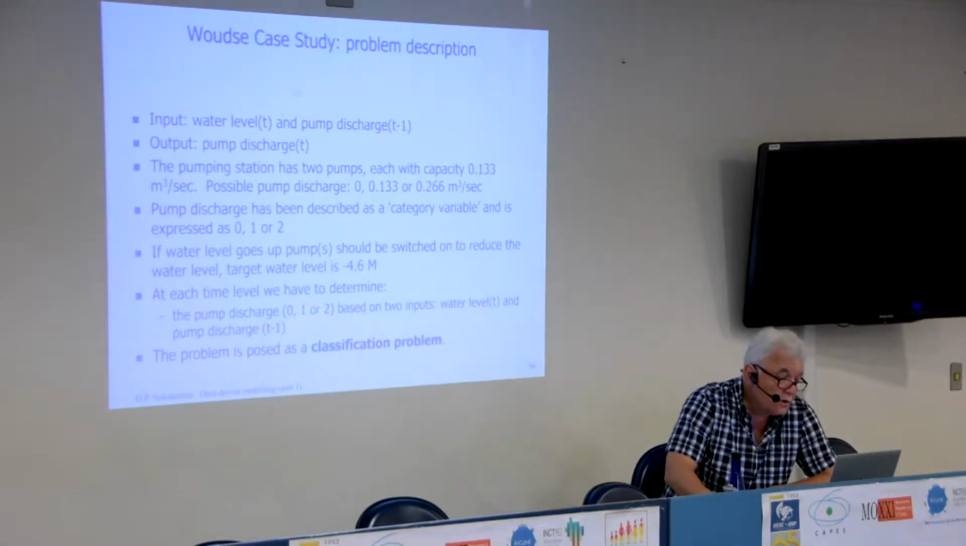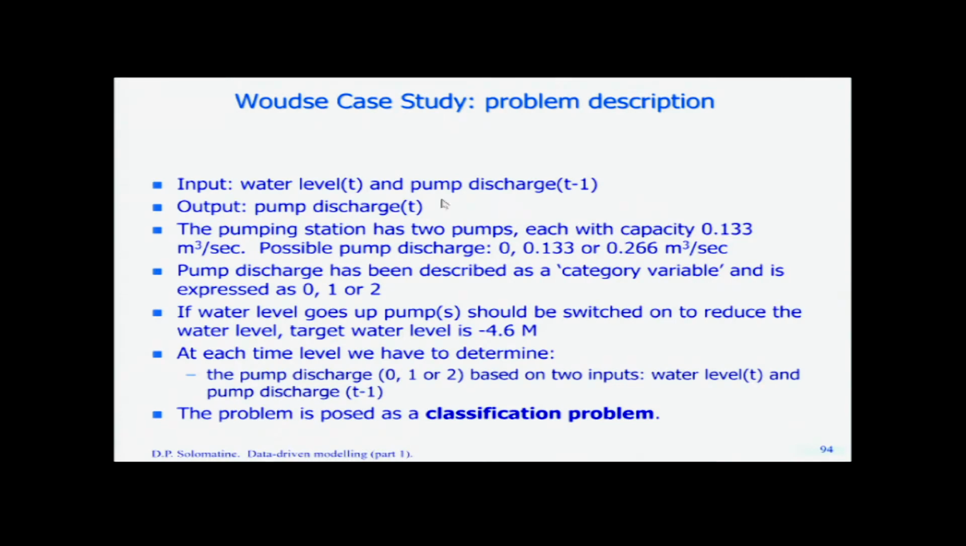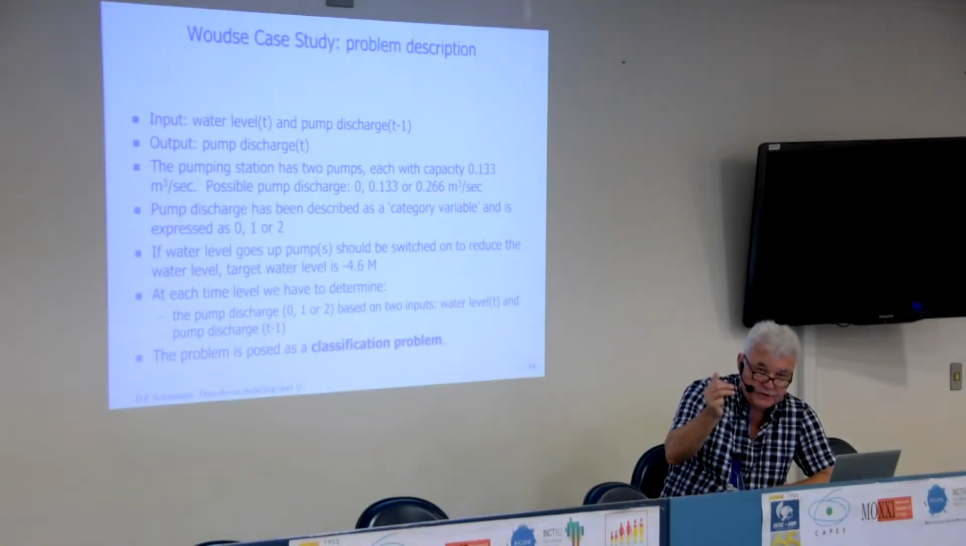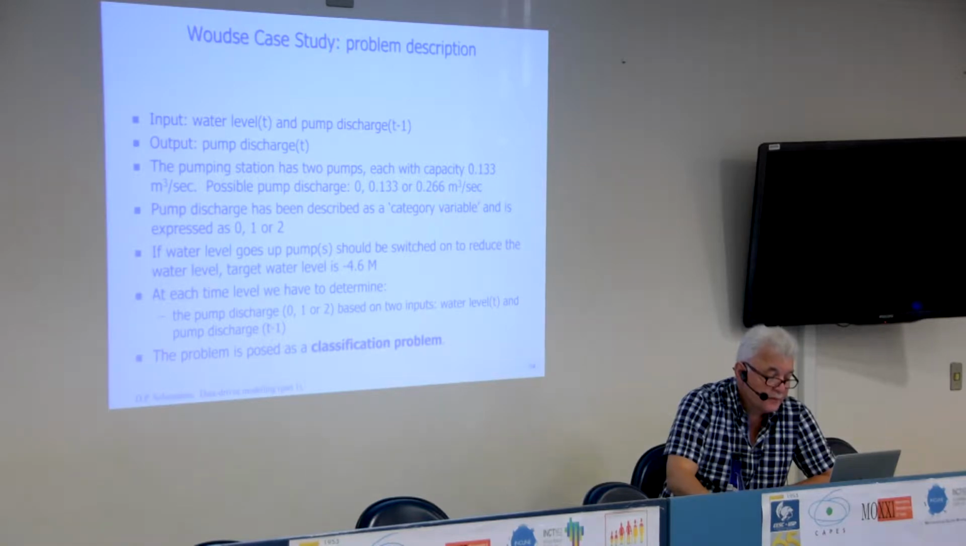So we were taking water level now and pump discharge at the previous time step, and output is pump discharge now, that we have to decide now to switch it on or off. If 0, it's off, 1 is on, and 2 is very much on. Okay?